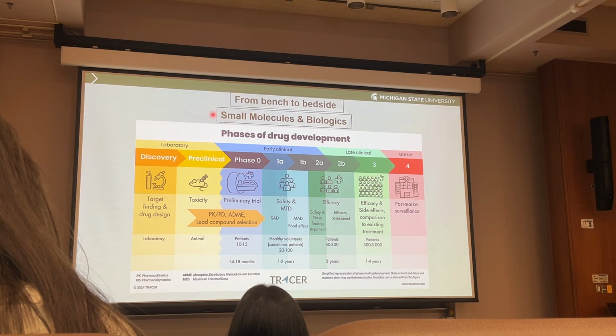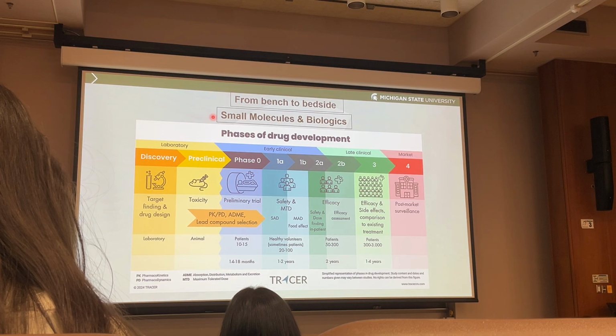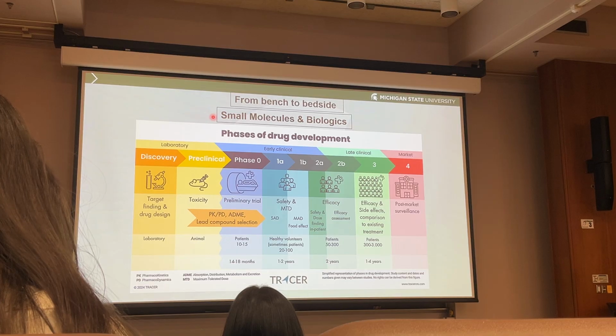So, quick aside, in the field of drug discovery, there really are two main fields, if you will, or main types.